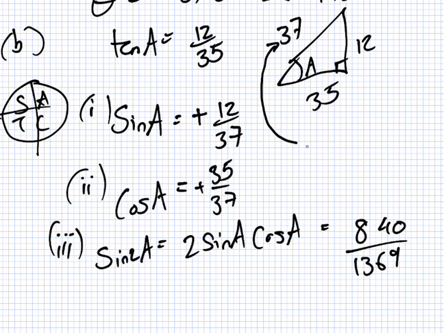Now it says here you must show all your workings. So actually what I've just put here is 37 equals the square root of 35 squared plus 12 squared. And that should be fine.